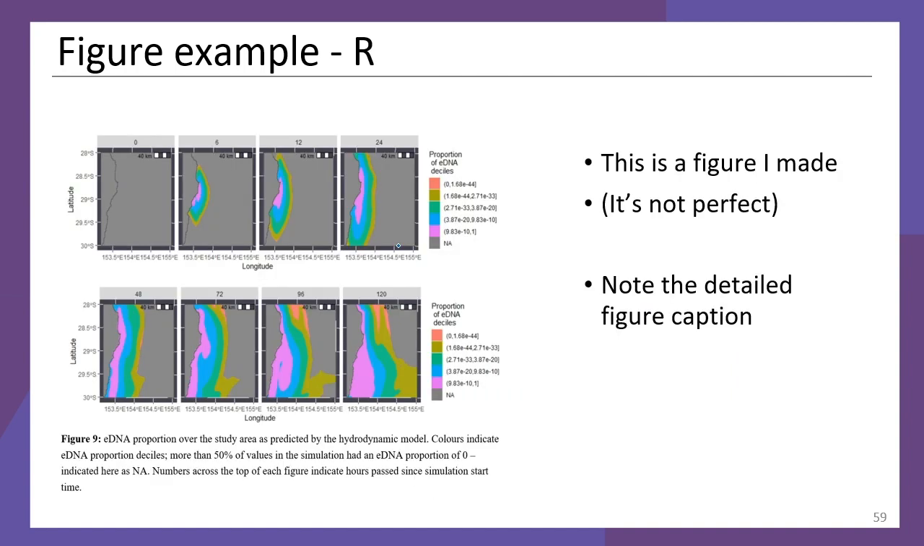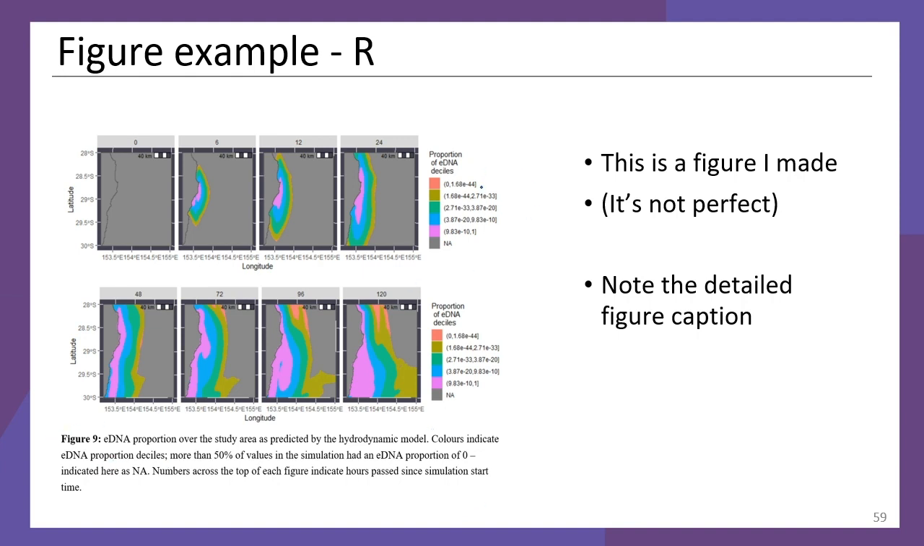So on this next page I've put in a figure I made a couple years back. You can see it's a bit of a different type of figure with a bit of information on it. I've got my labels here, I've got latitude and longitude, looking at a particular area. I've got my legend indicating what my different colours mean. Because I'm showing something spatial, I have a scale. And then in my figure caption, I'm saying, well, this is what it's showing. Right, so these are my eDNA proportions over the study area as predicted by the hydrodynamic model I was using. Colours indicating the eDNA proportion deciles.